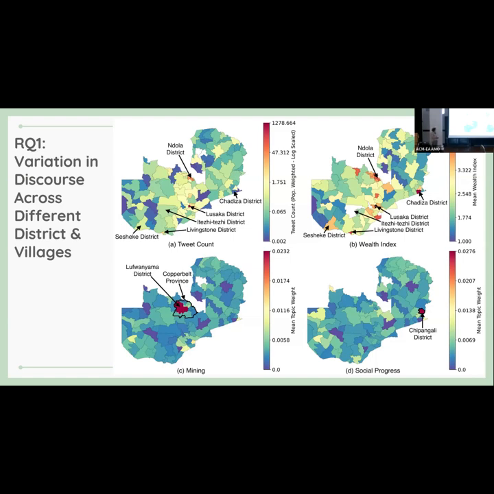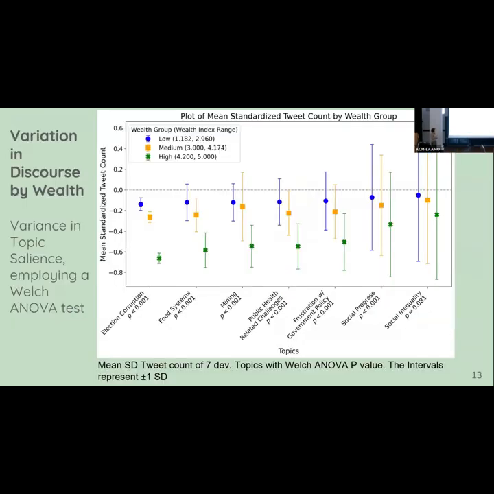So, we verify that what people talk about on Twitter is related to the development agenda or priorities of that region. Another interesting finding is that topics prevalent in poor villages are different from topics prevalent in wealthy villages. So, these are variations of topics between low and middle income villages versus high income villages.